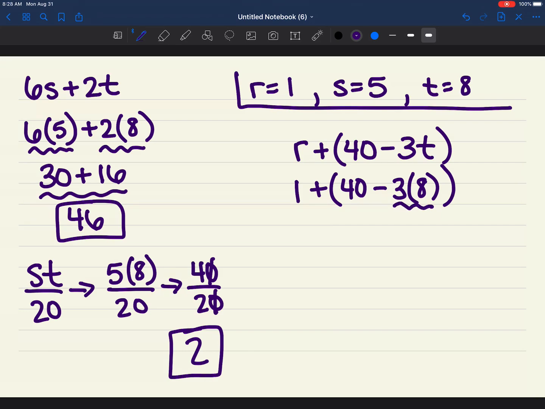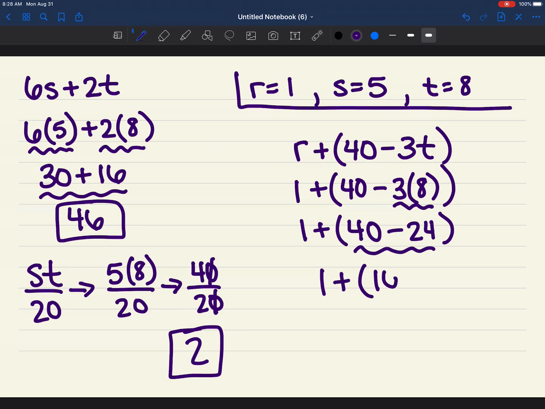So remember to still ask yourself that question. Inside parentheses, we still follow order of operations, right? So I would have 1 plus 40 minus what? 3 times 8 is 24. Okay? Now, when I subtract 40 and 24, this mistake gets made a lot, right? What is 40 minus 20? 20. So my number should be less than 20, right? What's 40 minus 24? 16. A lot of people want to say 26. Okay, so just be careful on that. What's 1 plus 16?